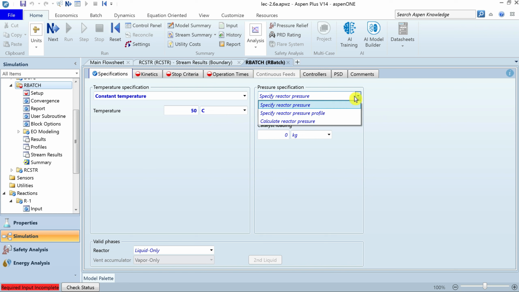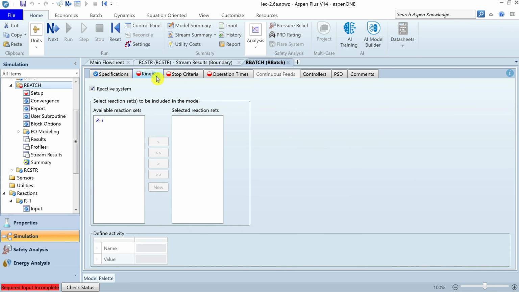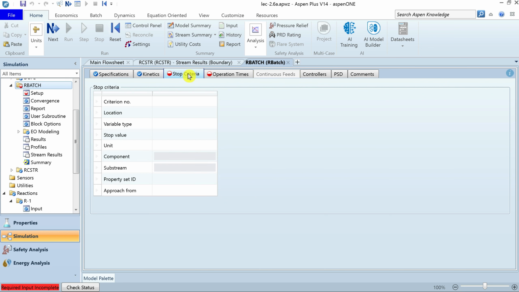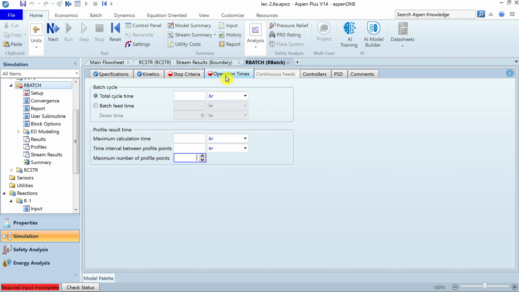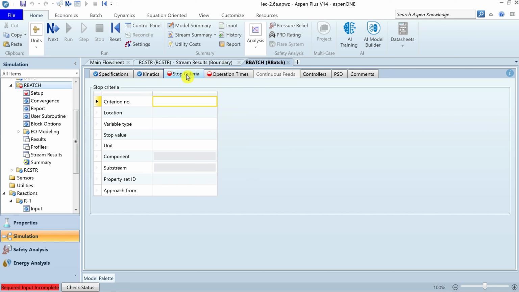On the same page, pressure specifications can be given as a fixed pressure or a reactor pressure profile. Let's continue with the default values. On the kinetics tab, shift the available reaction set to the selected reaction set. The two other important specifications are stop criteria and operation time. Let's first define the stop criteria.